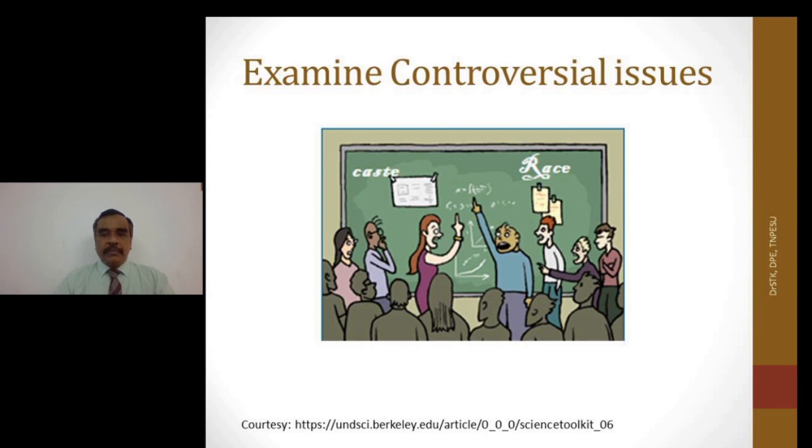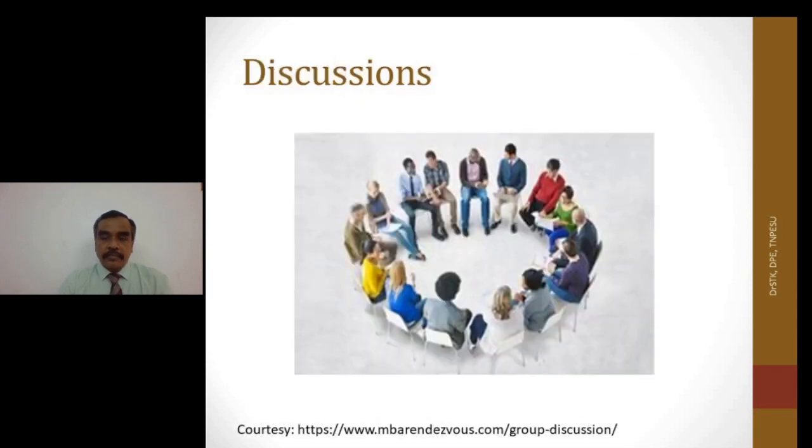The next one is to examine controversial issues. When you are locating the research problem, you have to be careful to examine the controversial issues, especially when you are doing academic research. When you are doing research for getting an academic degree, you must be very careful about controversial issues. Say, for example, you should not take studies related to caste and race, or controversial issues which are against the state, or against the country, or against the institutions. So you have to examine the controversial issues and then you can locate your research problem.